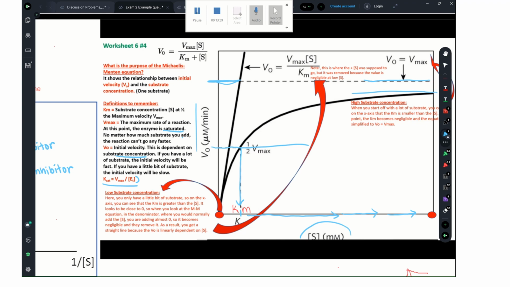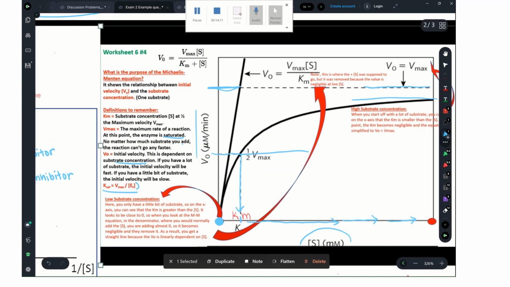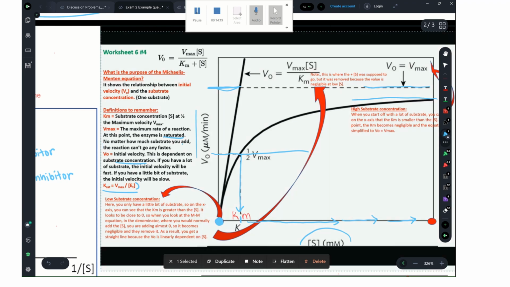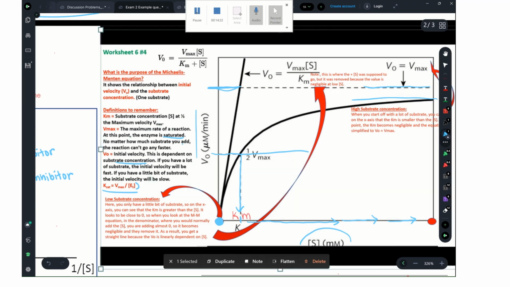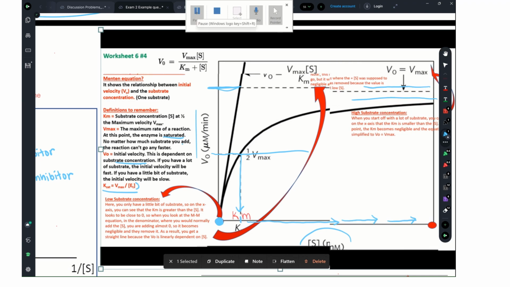So the first one is this red dot right here at the very beginning. So you can see that here we have low substrate concentration, because that's all the way on the left on the x-axis. So we have low substrate concentration, and you only have a little bit of substrate. So on the x-axis, you can see that the Km, this Km value over here on the right, is greater than the substrate concentration. It looks to be close to 0.